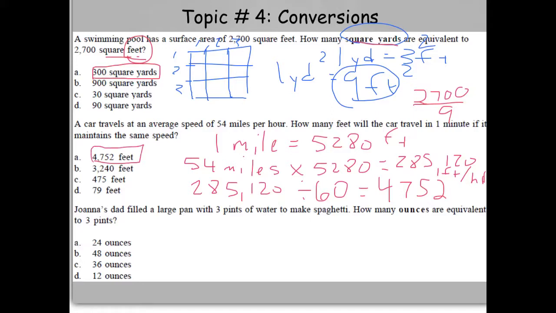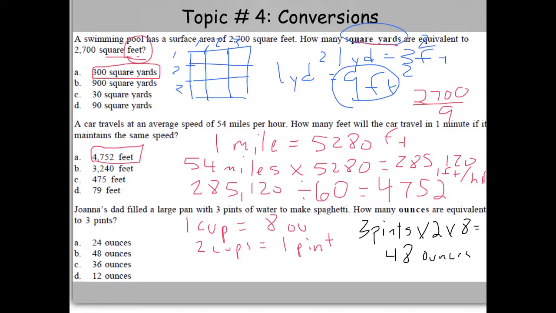Alright, last problem. This one's on you. Hopefully you got the second one right. Read it. Give it a try. Hit pause and come back. Pause. If you weren't sure about the conversion and you didn't do the problem, like I said, when you're supposed to hit pause, then here's the conversion. This will help you out. 1 cup is 8 ounces, and 2 cups equals 1 pint. Now hit pause.